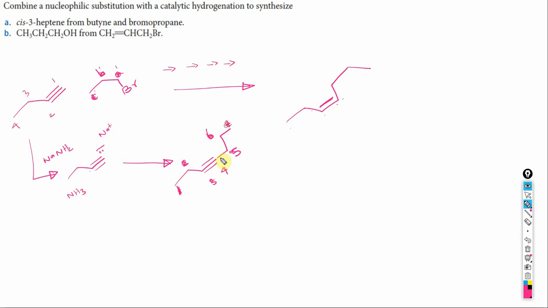So we have a 7 carbon structure, except that we have an alkyne on the third carbon and not an alkene. So if we want to go from an alkyne to an alkene, we need to use what is called Lindlar's catalyst, and this is something that again we discussed in chapter 3, and this is the poisoned palladium catalyst.